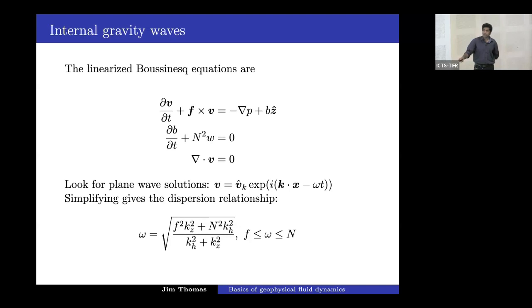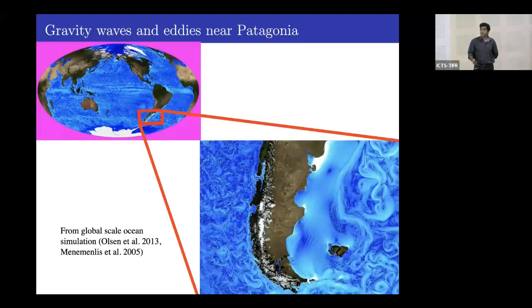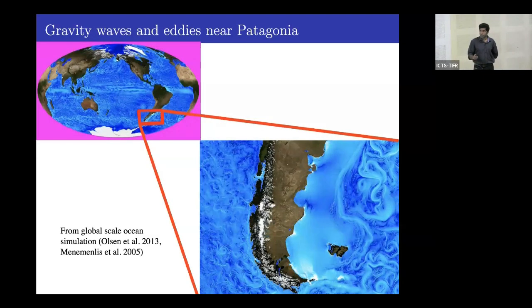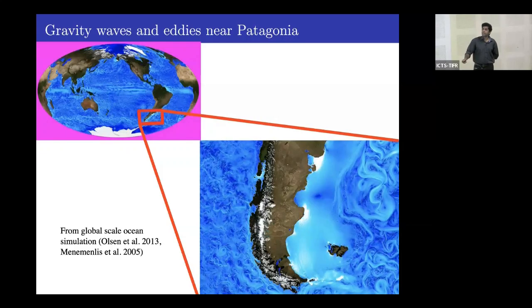So kz is a vertical wave number, kh is a horizontal wave number, and with some work you can show that this expression has frequencies going from f, which is proportional to the rotation rate, to N, which corresponds to the buoyancy frequency. So we have a spectrum of waves, called internal gravity waves, in the atmosphere and the ocean that spans this range.